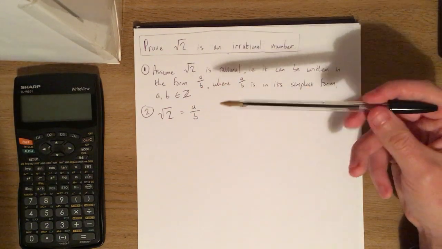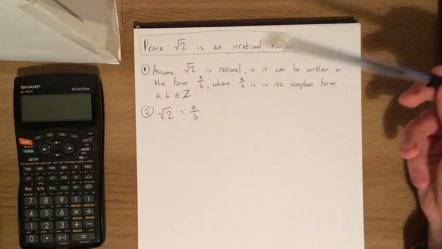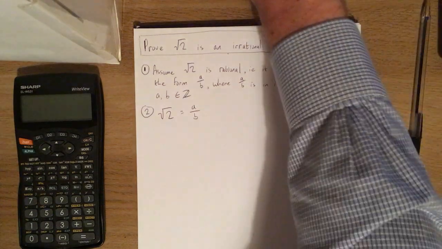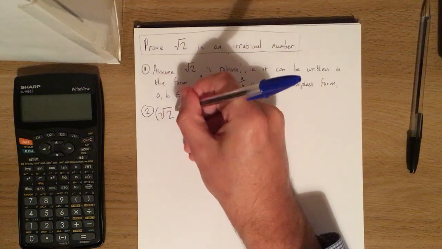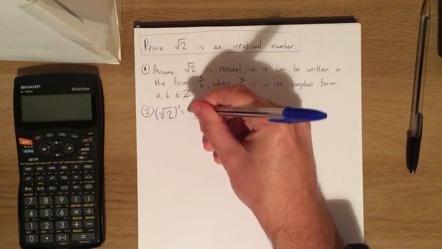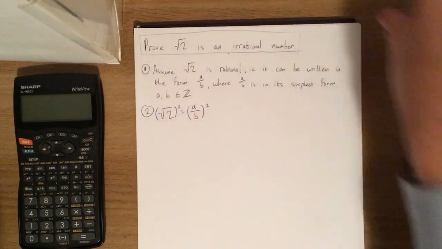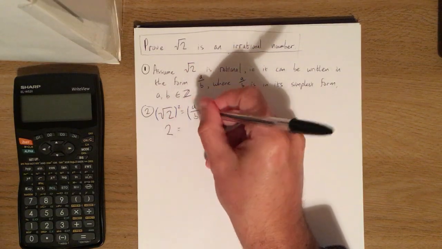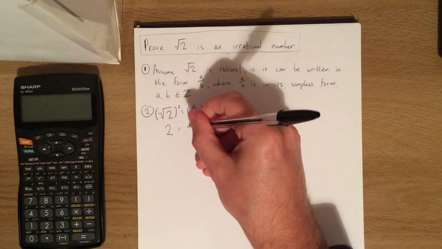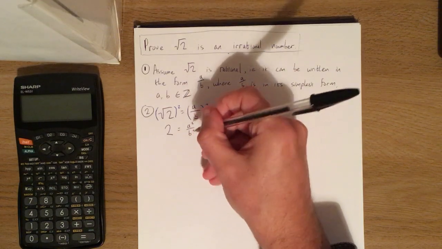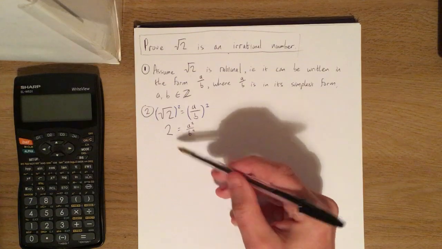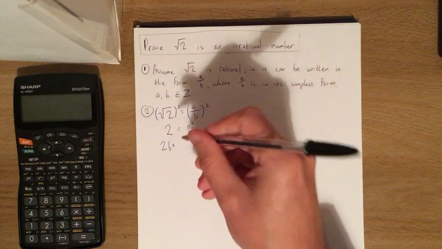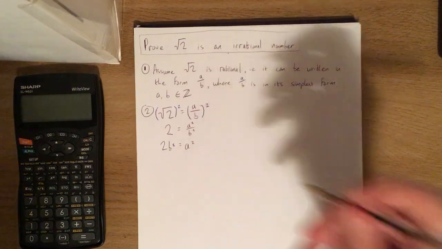All right. I'm going to use this to show that a is an even number. The first thing I'm going to do is to square both sides. So the square root of 2 squared is just 2. a over b squared is a squared over b squared. Bring the b squared over, and you get 2b squared equals a squared.